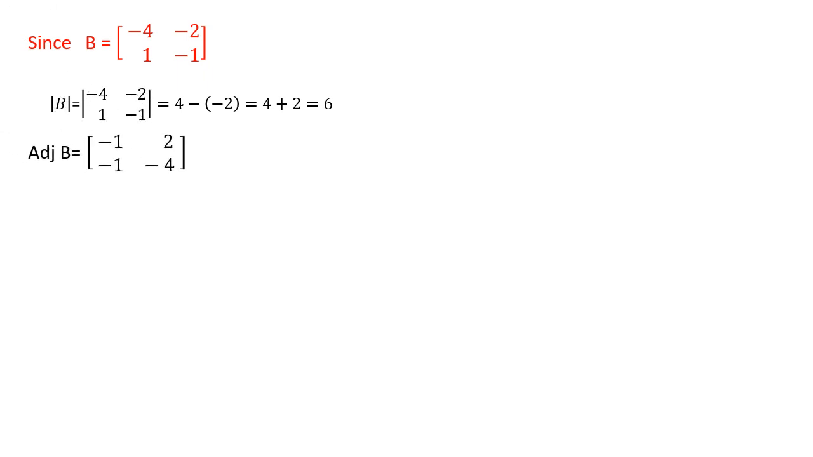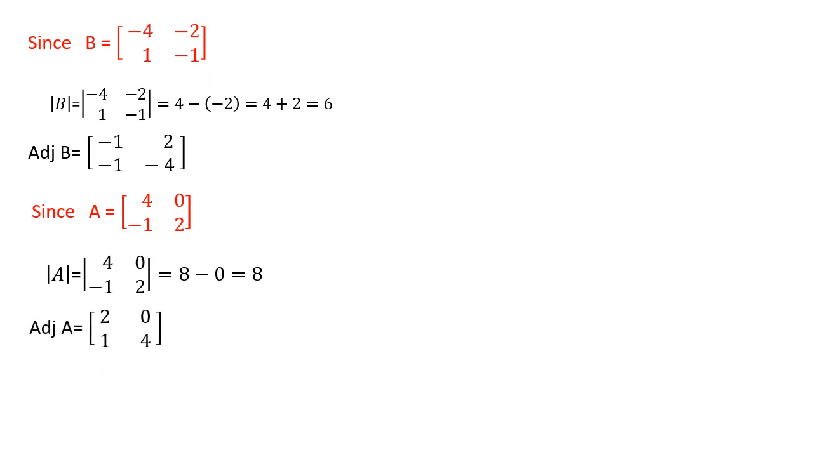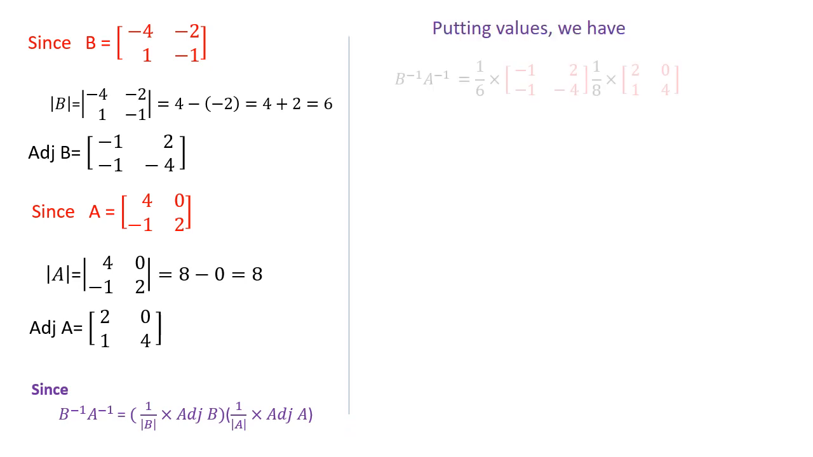To find adjoint of B, we will change the place of diagonal entries and the signs of the other entries. Similarly, we have matrix A. First of all, we will find determinant of matrix A, that is equal to 8, then adjoint of A, and we know the formula of B inverse multiply A inverse. Putting values, we have B inverse into A inverse is equal to this one.